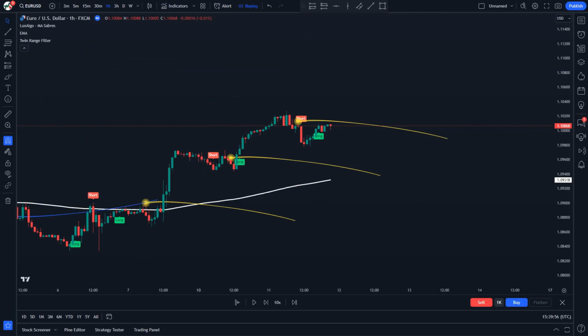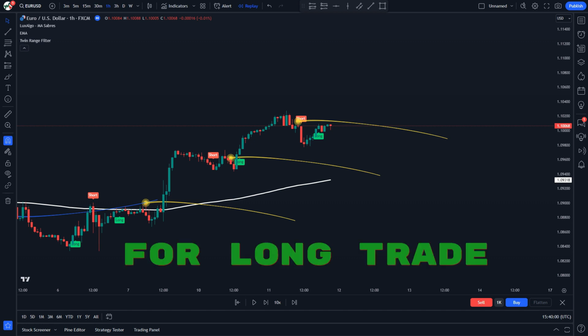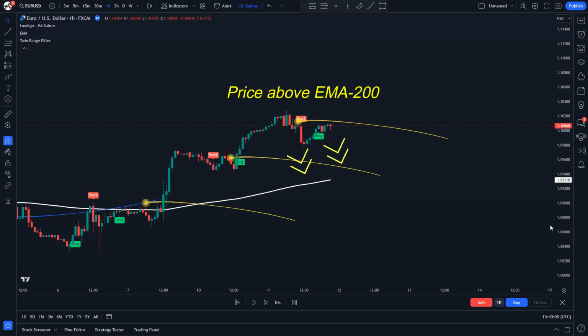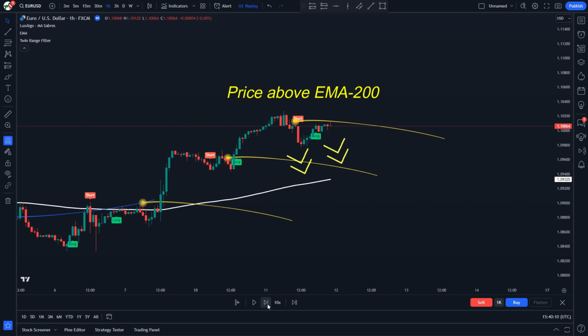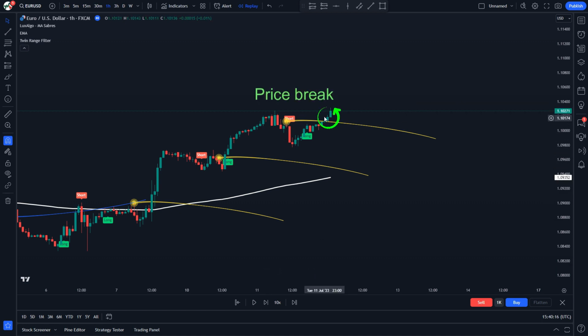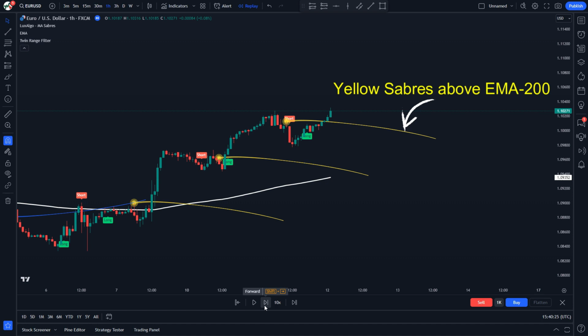To trade using these combined indicators, here's how we'll do it. For a long trade, ensure the market is in a bullish trend by checking that the EMA 200 is angled upwards, and that the price is trading above it. This indicates an overall bullish trend. Within this bullish trend, we need the sabers indicator to provide a resistance level. We'll wait for the price to break above this resistance level, showing that there's still enough force to drive the price upward. We'll also need to see a yellow saber line above the EMA 200.